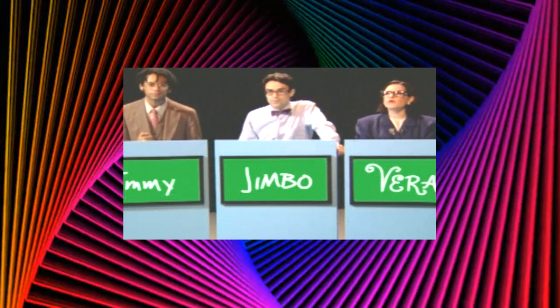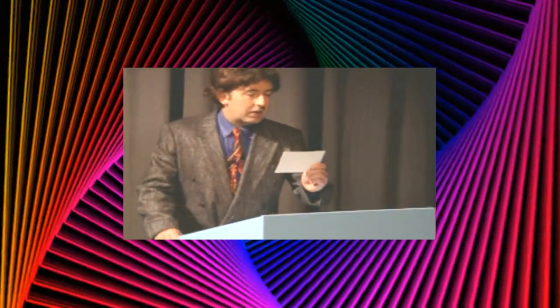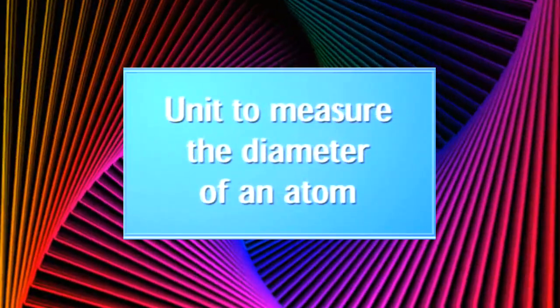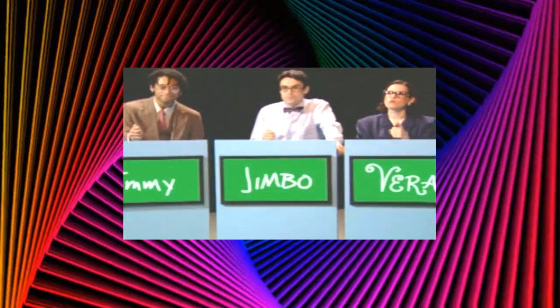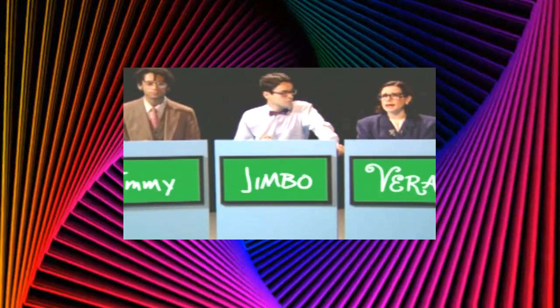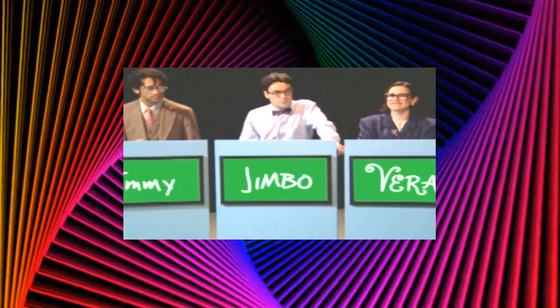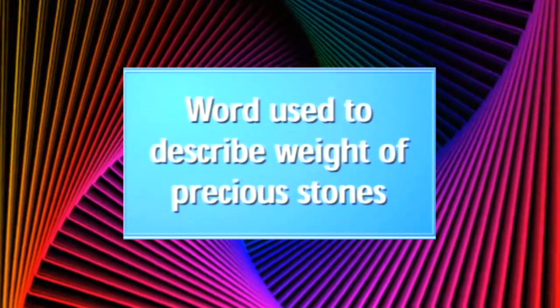I'll take increments for 100. The answer is: unit to measure the diameter of an atom. What is an angstrom? Yes, still your turn. I'll take hurry up and weights for 200. Word used to describe weight of precious stones. What is a carat?